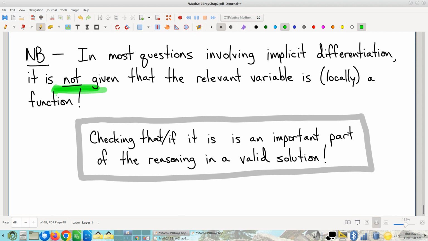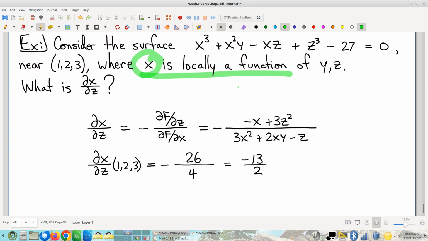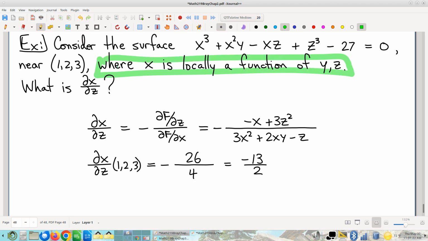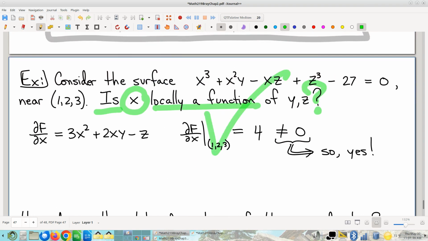It's just not given. You cannot assume that it is given that whatever variable they've asked you to take a partial derivative of actually is a function. So in some sense, neither one of these examples here is really a complete example. This example here assumes, and it's a rare thing in the statement of a question for me to tell you in advance, that x is locally a function of y and z. That's sort of standing on what was previously built in this example.